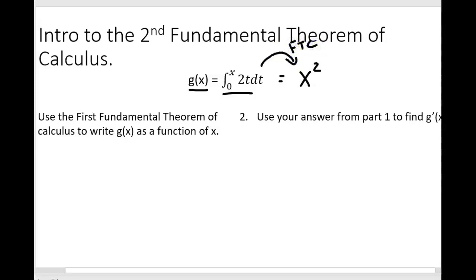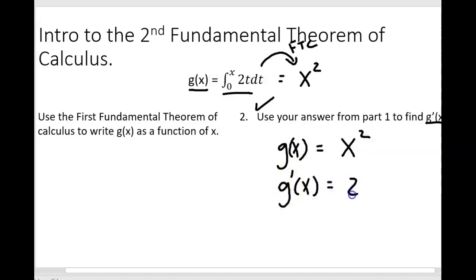Right? But now, number 2 asks us to use our answer from part 1 to find the derivative. So if g of x is equal to x squared, then what's g prime? Well, that would just be 2x. Now that 2x should look familiar. 2x and 2t. Why are those exactly the same? Well, surprise, surprise, it's always going to turn out to be exactly like that if you follow this process.